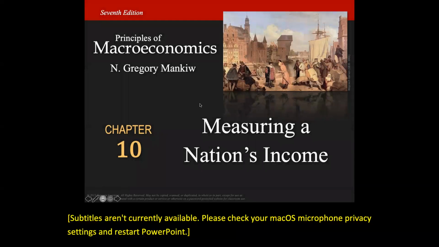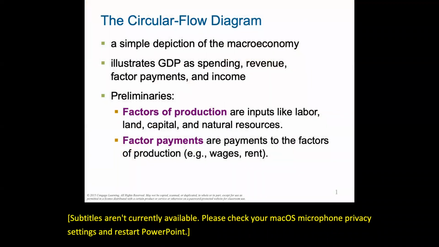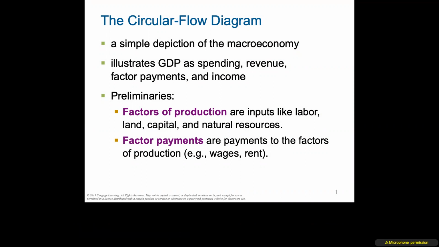So, Chapter 10, measuring the national income, gave you a preview of that, and it has to do with, obviously, the gross domestic product. So remember back to the circular flow diagram when we were talking about looking at ways of looking towards an economy and seeing how different factors affected it in a simple or visual perspective. The circular flow diagram allows us to see GDP as spending, revenue, factors of payment, and income. So back to the circular flow diagram.